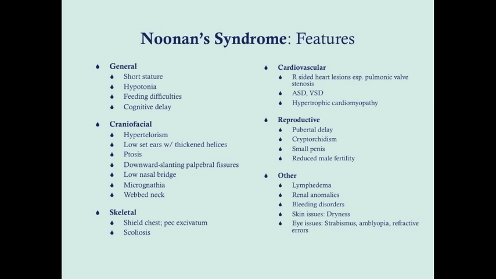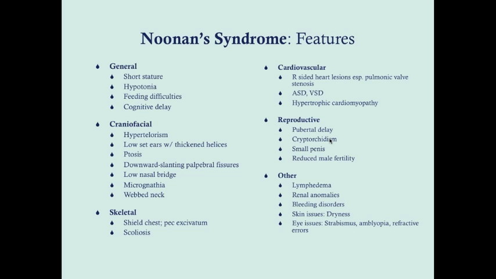A lot of times this gets described as an inverted triangle facial formation. I'll show you some pictures and you'll see what that means. Skeletally, they can have shield chest as well as pectus excavatum, which is that indentation in the chest. They can also have scoliosis. Cardiovascularly, they tend to have right-sided heart lesions. The most common is pulmonic valve stenosis. They can also have septal defects, and some patients can have hypertrophic cardiomyopathy, either the non-obstructive or obstructive version.